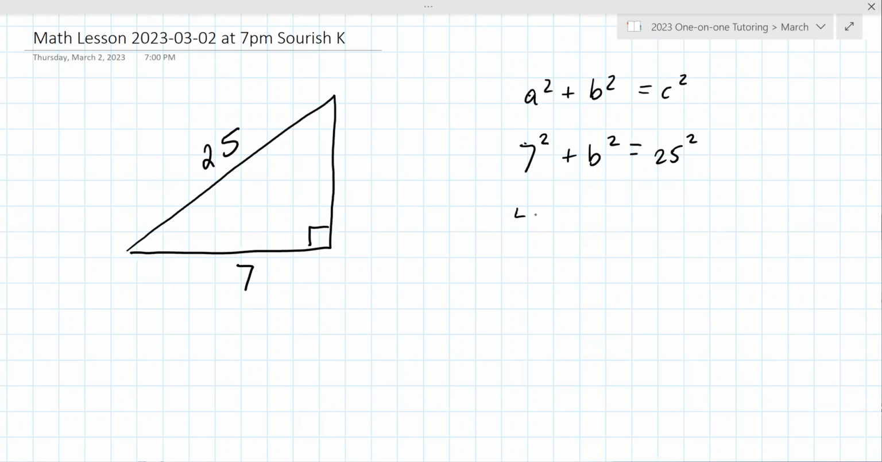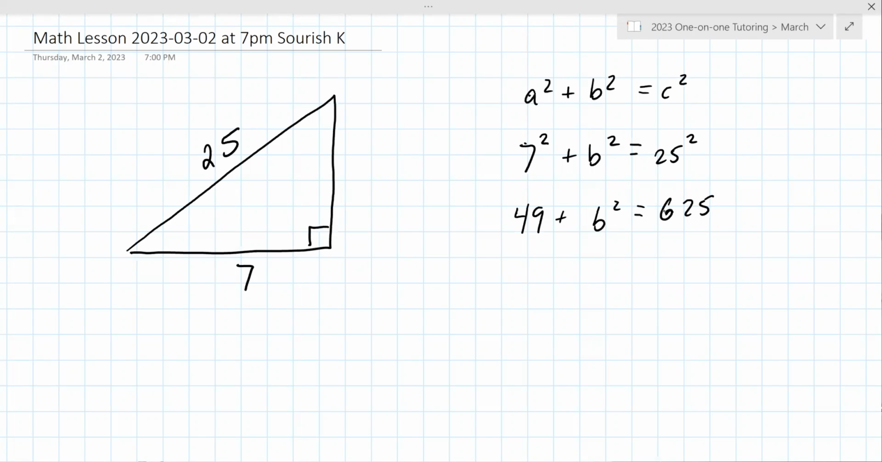That right there is 49 plus b squared equals 625. It's not 500. Okay. How do you solve for b? You have to subtract. Okay, so subtract 49. That's going to give you 625 minus 49.